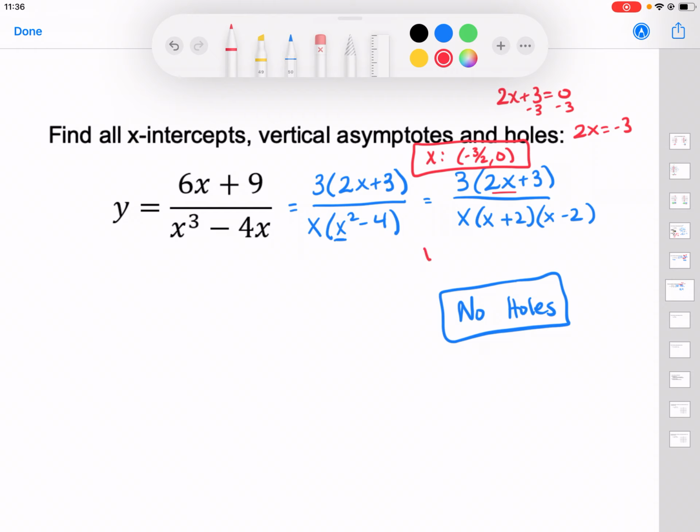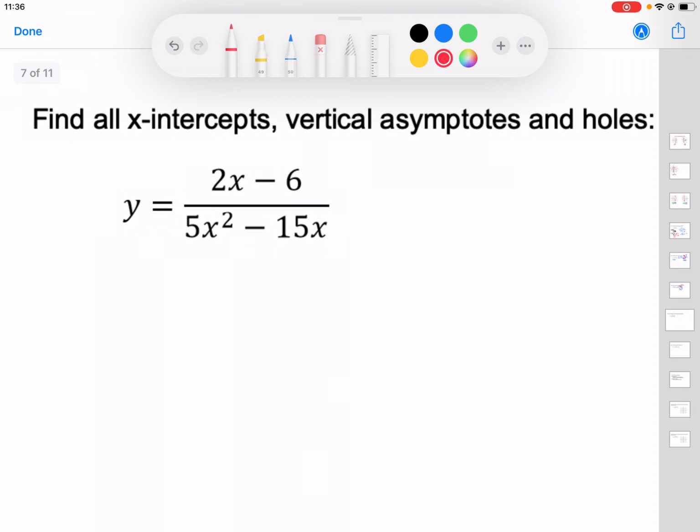Then vertical asymptotes are the ones on the bottom. And we've got x equals 0, x equals negative 2, and x equals positive 2. You're just doing the zeros of each of those. Hopefully this is making sense. Let's go ahead and do another. I'm just going to keep going on and on until we're good to go.